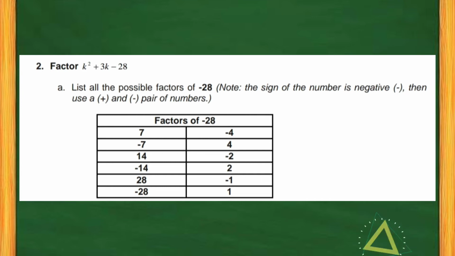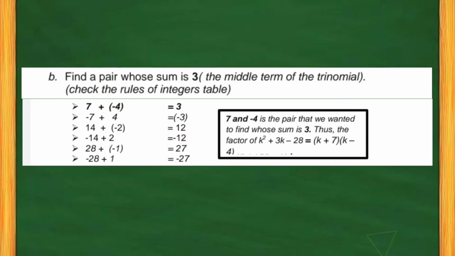For the next step, take note of the middle term na positive 3. From the list, sino kaya ang magbibigay sa atin ng positive 3? Dahil magkaiba yung sign nila, automatic the operation is subtraction. So, pag pinag-minus daw natin yan, sinong magbibigay sa atin ng positive 3? So, itry natin yung una. 7 minus 4 is positive 3. Agad-agad, nakuha natin yung sagot.